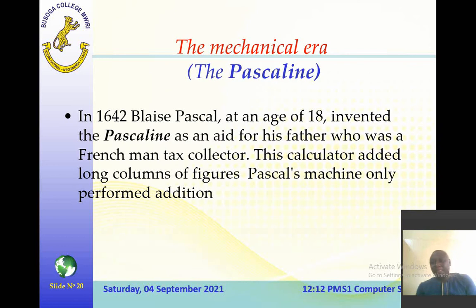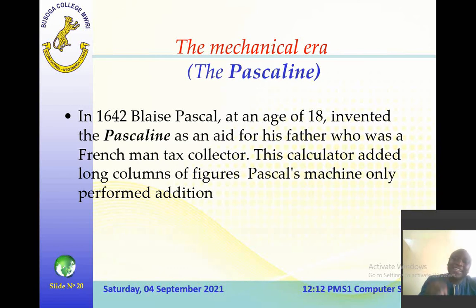Very interesting. Now when you get to the mechanical era, the Pascaline, in 1642, Blaise Pascal, at the age of 18, invented the Pascaline. This one was an aid for his father. As I said in the beginning, I will introduce to you someone who was a tax collector. So the Pascaline was invented as an aid to his father, who was a Frenchman tax collector.